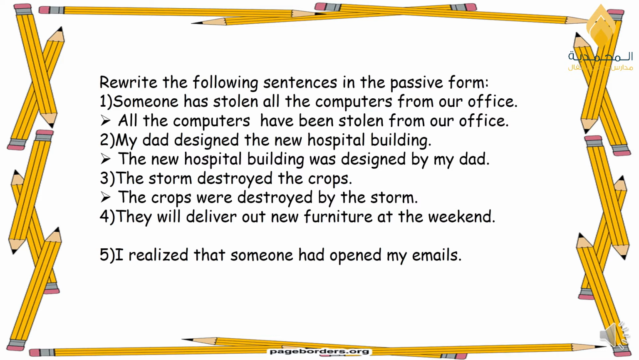Number 4. They will deliver our new furniture at the weekend. Where is the object here? Furniture, and we take it with the adjective, so we say new furniture. We have will deliver. Will is a modal, and we know the passive structure for modals: we start with the object and the modal, then I have to put be, and then the verb 3. So new furniture will be delivered at the weekend. Clear?